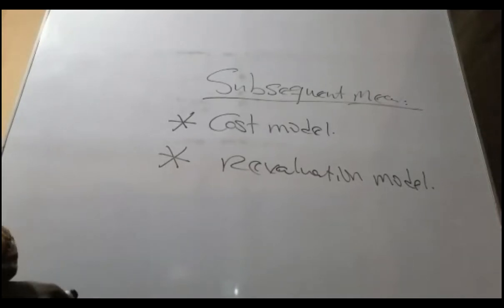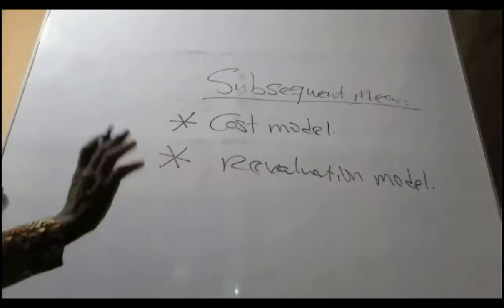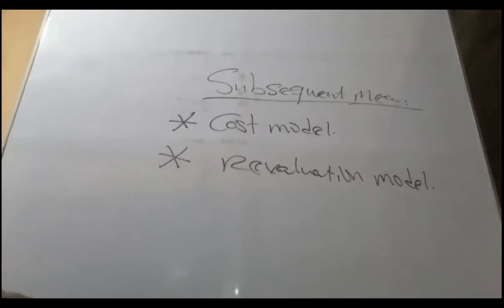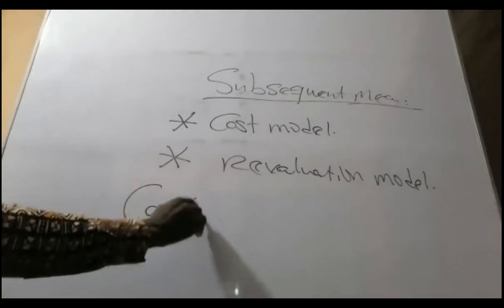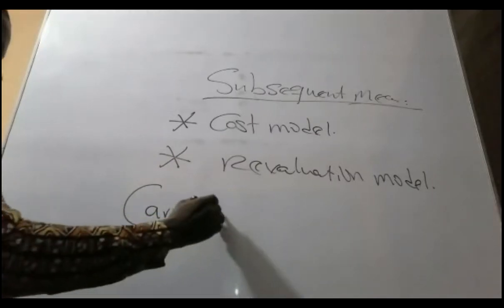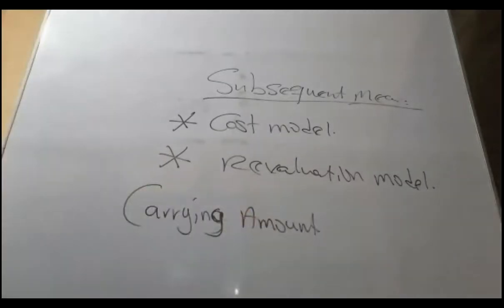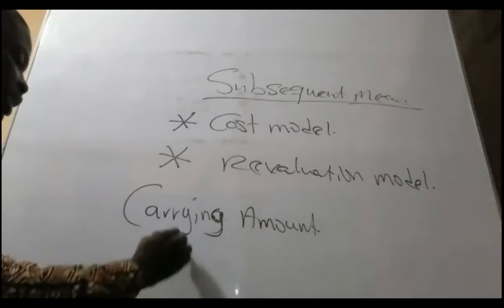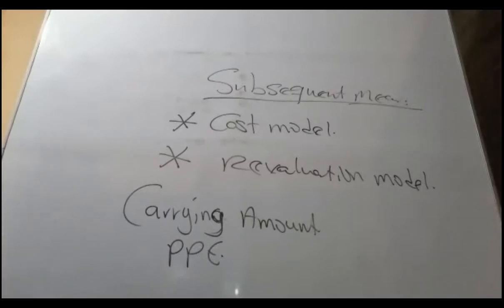In fact, all of them are looking for one item. So all of them are looking for the value to be placed on the PP. And that value, we call it what? The current amount. So all of them are giving us how we can obtain the current amount of an asset. So how to obtain the current amount of PP. Good.